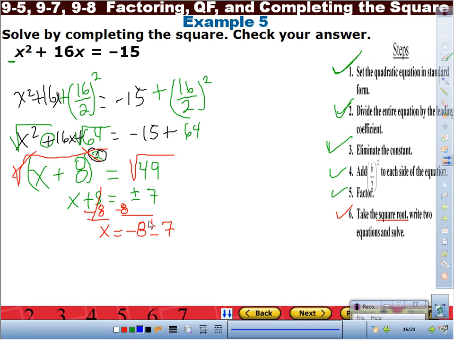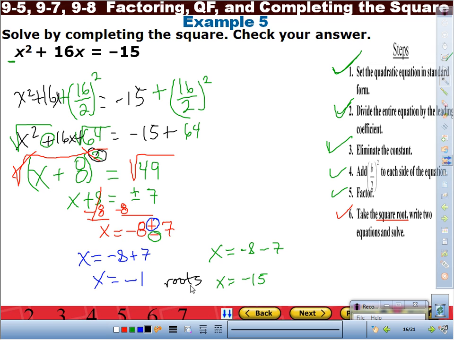So my first equation is going to be for my positive 7. So I'm going to write x equals minus 8. And then what do I write? Plus 7. My second equation is going to be for my negative. X equals minus 8 minus 7. Then I simplify to get my roots. X equals what? Negative 1. And this one, x equals negative 15. And these are called roots or zeros.